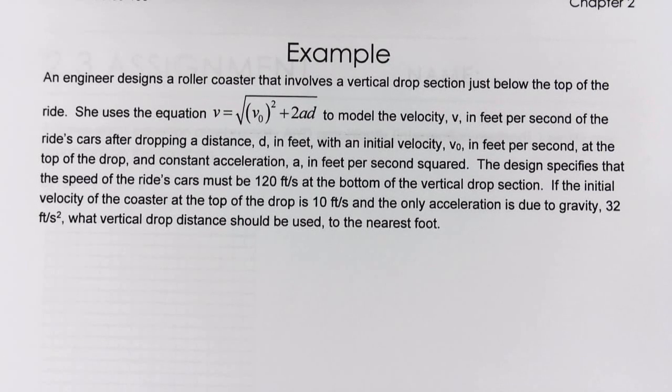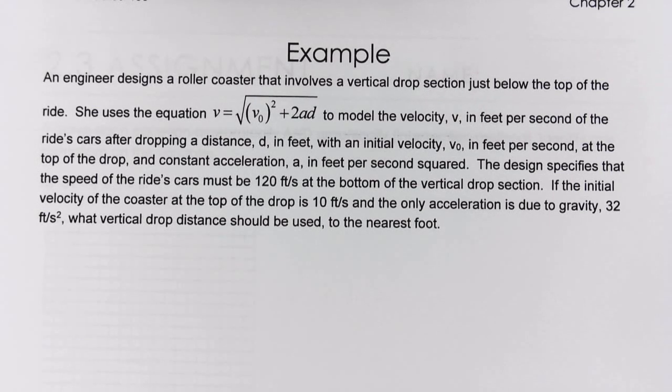The design specifies that the speed of the car's ride must be 120 feet per second at the bottom of the vertical drop section. Why would that be? Why does it have to hit a certain speed? Anybody? Has anybody been on a roller coaster? Oh, to satisfy the riders. To satisfy the riders, absolutely. You want their stomachs in their chest. But you need to have enough momentum to get through the next up part, right? So you're coming down, you need to have enough momentum to get to the up part. Physics, people, physics. We need to travel through.